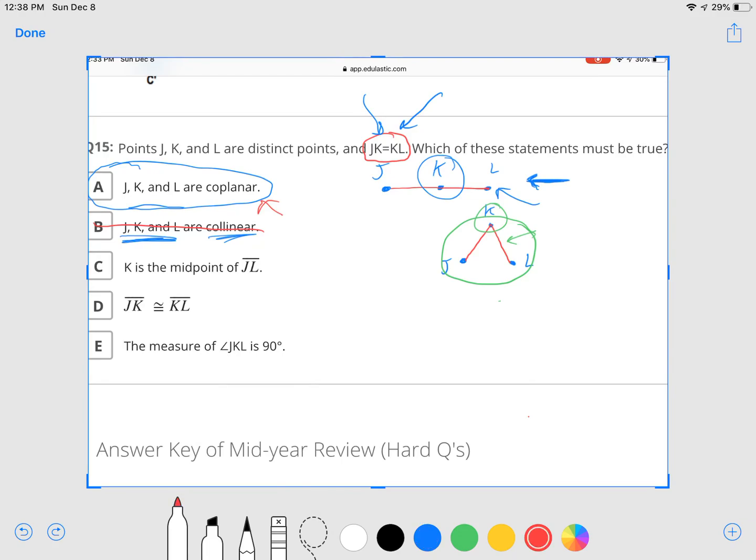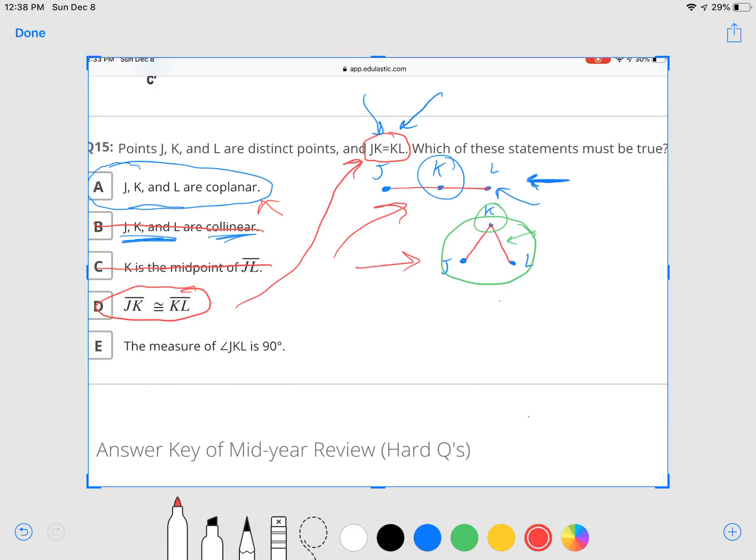So we can, what do you call it? Delete this option. Okay, option D, JK is congruent to KL. It's definitely congruent. That was part of the requirements of whatever drawing we drew, whether we drew it nice like that or whether we drew it like this.